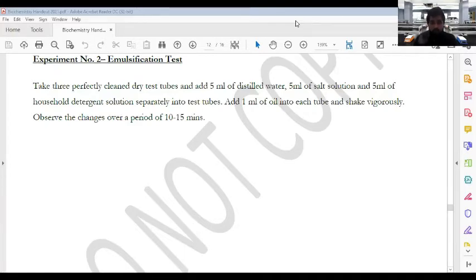Okay, so here we used a salt solution, distilled water, and a household detergent solution. When we used the household detergent solution, at the end you observed a good emulsion. But in the other two solutions, especially in the distilled water, you observe two layers, an oil layer and a water layer. So what is on the top? Is it oil or water?